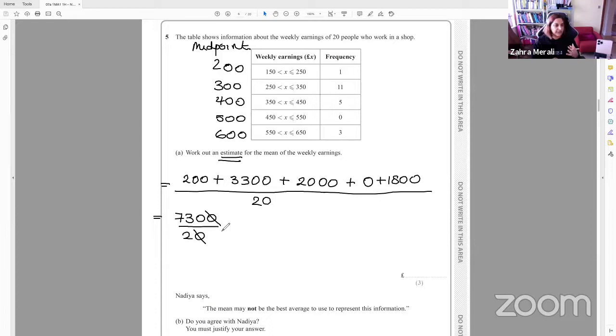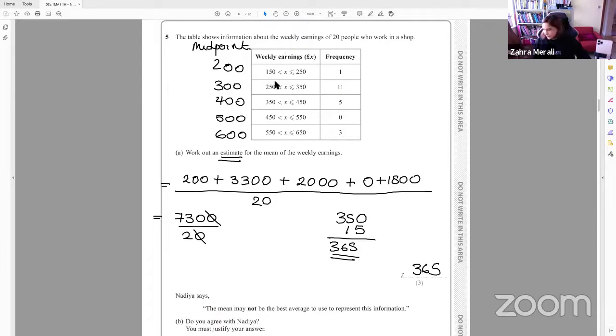Remember, it's non-calculator. So you're thinking to yourself, how can I half that? You could either do a division, or you could say half of 700 is 350, and half of 30 is 15. When I add that together, I get 365. So my answer would be 365. An estimate for the mean earnings would be 365.